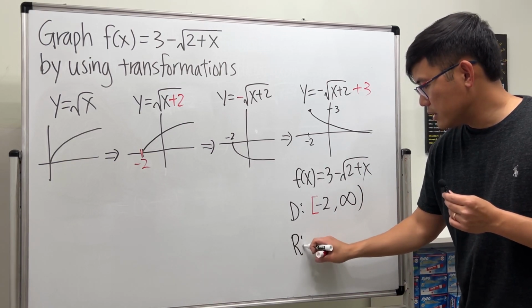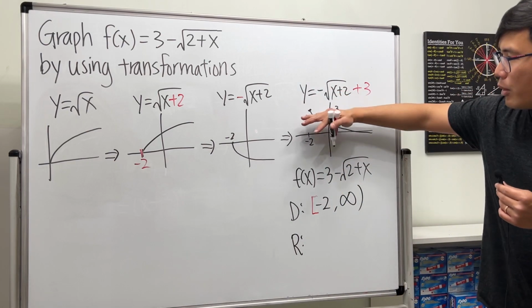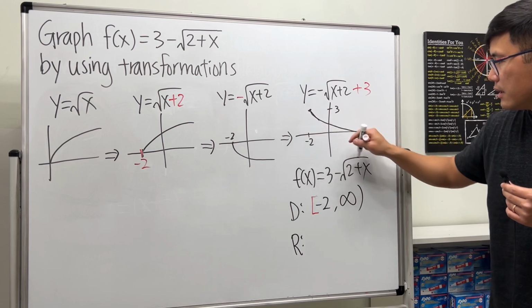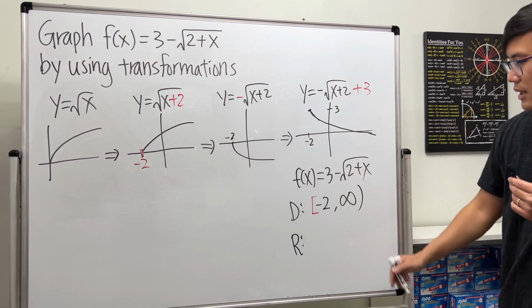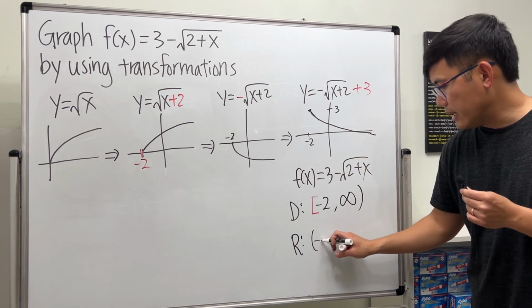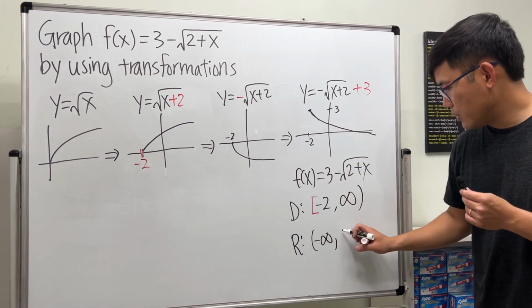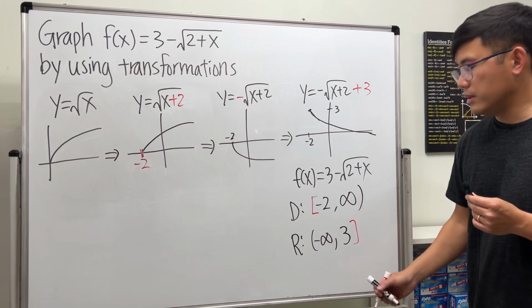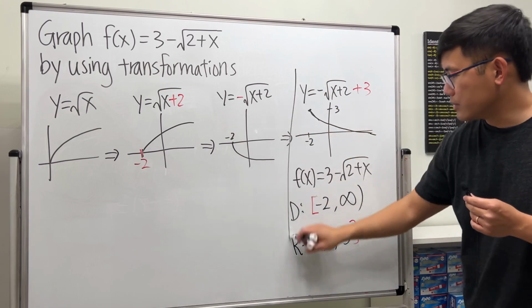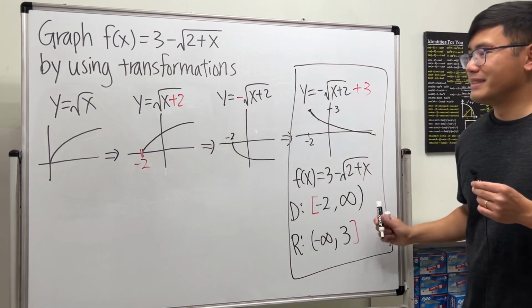And then the range is, the highest point right here is 3, and it goes down, right? It keeps going down. So we'll start at -infinity and then go up to 3, and then including 3 though. So that's the final result. So I'll probably box this right here for you guys. That's it.